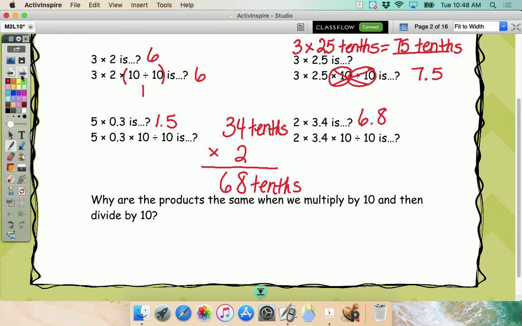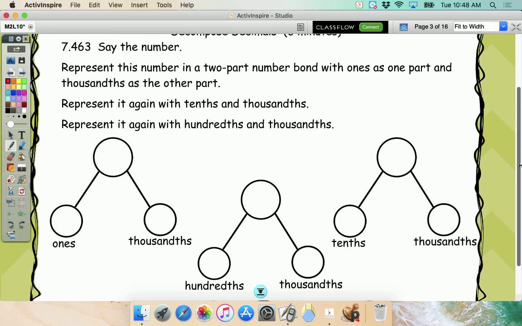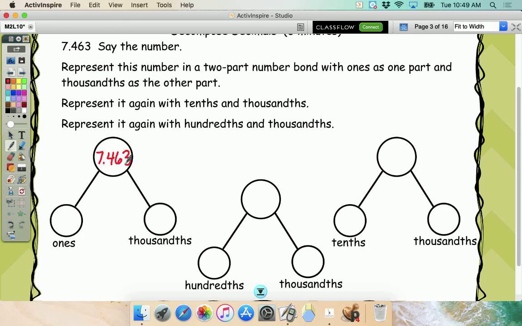All right, so let's take a look at these number bonds. This is just a little review of number bonds, okay? But we're going to use decimals. So I've got 7.463. Everyone write that in the top of the first number bond. Actually, it goes in the top of all 3 of them. Okay, now we're just decomposing numbers. So if I take out the ones, take out the 7, I've got 7 ones, and how many thousandths are left? 463. So 463 thousandths.